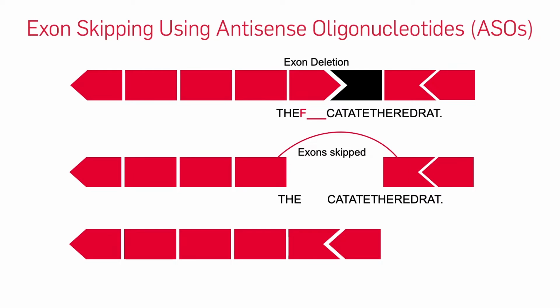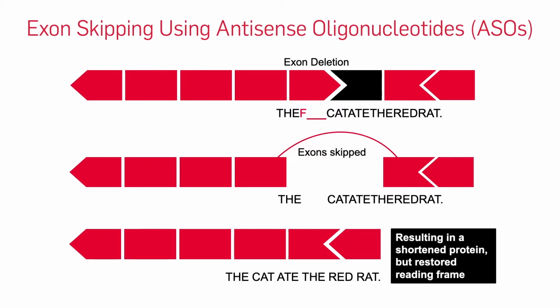Antisense oligonucleotides, or ASOs, are single-stranded pieces of DNA that are used to restore the reading frame through exon skipping. If we can restore the reading frame or correct the sentence, we can produce dystrophin again, although it may be modified. The protein may be smaller and the amount may be less than typical.